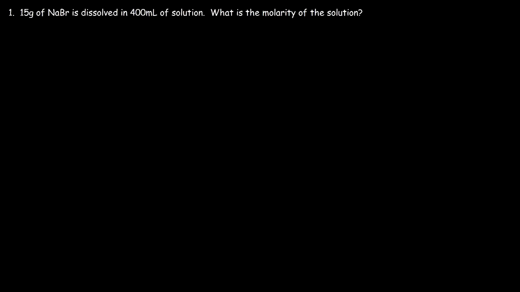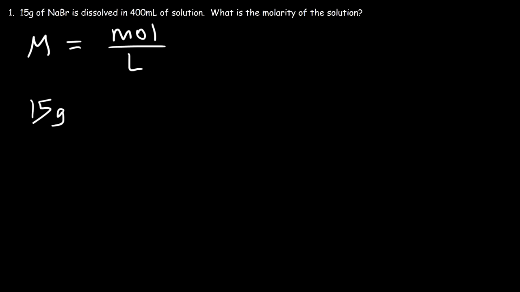In this lesson, we're going to talk about different ways in which we can calculate the molarity. But this first example is a very straightforward example. So we're given 15 grams of sodium bromide in 400 milliliters of solution. Now here's the formula you need to calculate the molarity of the solution. The molarity of the solution is the moles of solute divided by the liters of the solution.